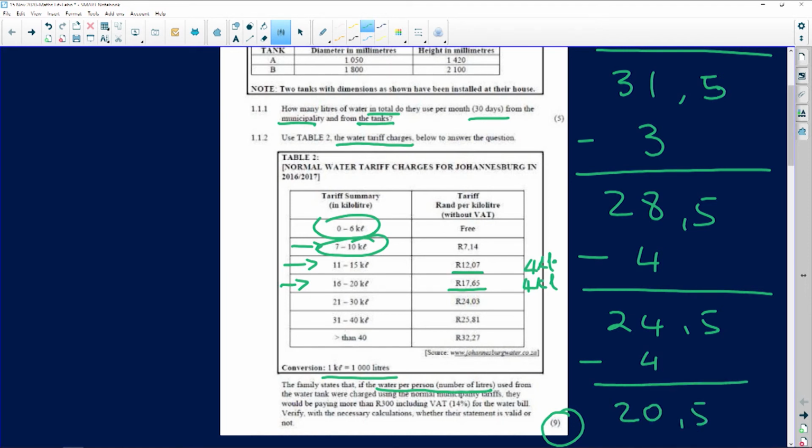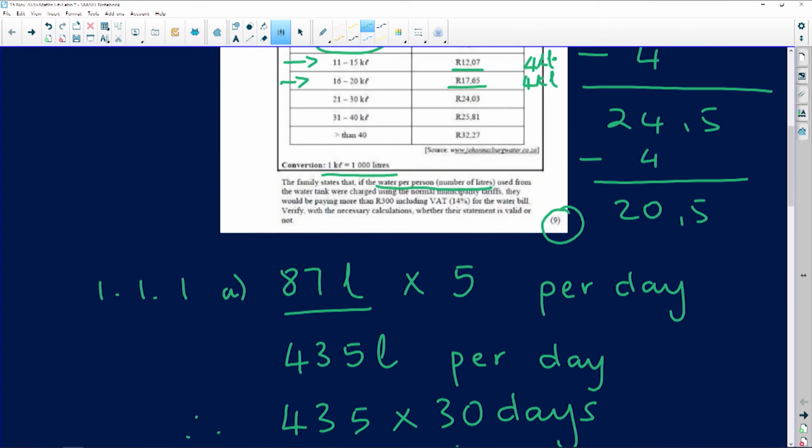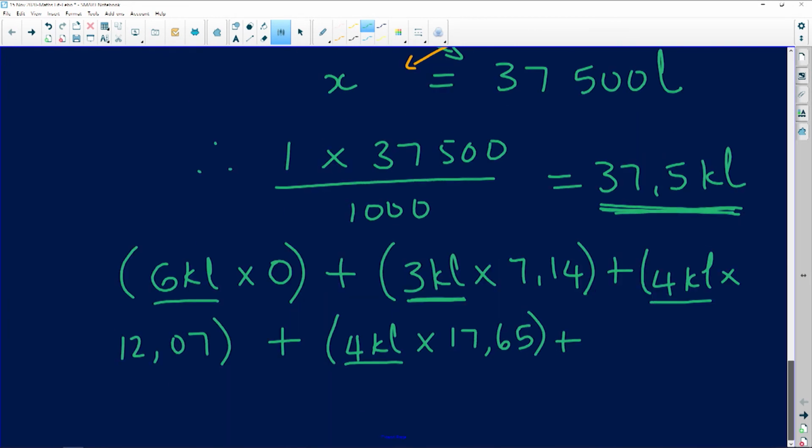20.5 is left. Okay, it's very important that I do this so that I can know how many kiloliters of water I have left. Now I'll go to my next bracket. My next bracket, if I say 30 minus 21, it gives me 9 kiloliters. So it means for the next 9 kiloliters of water, I'm going to pay 24 Rand and 3 cents.